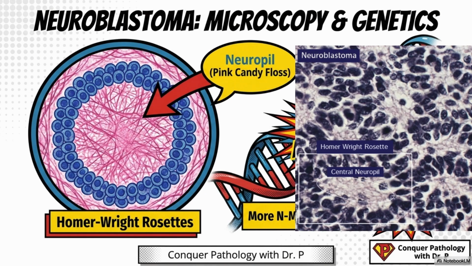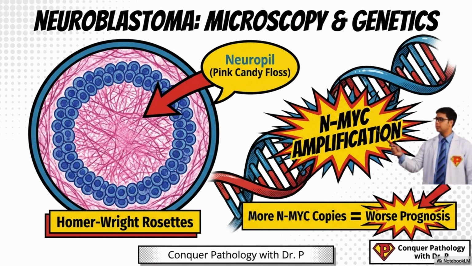Now let's look under the microscope. This is high yield for your practicals. Homer-Wright rosettes. Look at the image. You see a circle of tumor cells surrounding a center of pink neurofibrillary material. Think of it like pink candy floss in the center. There is no lumen, no hole, just pink fluff.